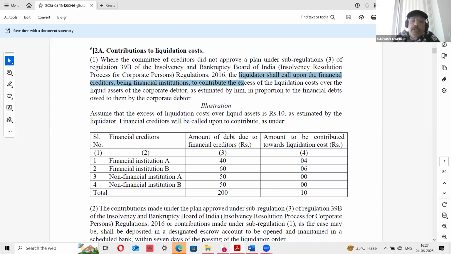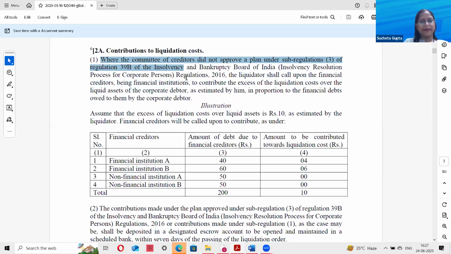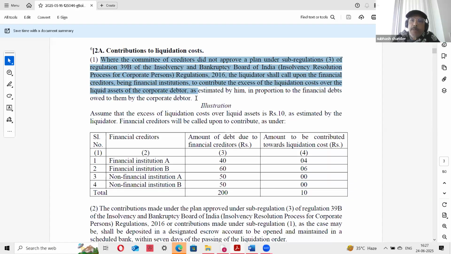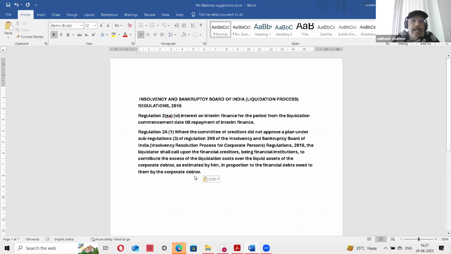So for the cost, it should be financial creditor. Yes, sir, I'm writing it down, sir. Or operational creditor, as the case may be. Or stakeholder. Stakeholder will be endless. No, the main person. We are not talking about endless.